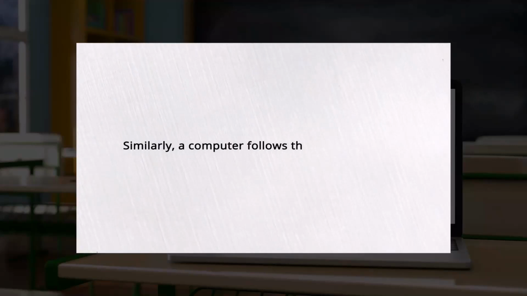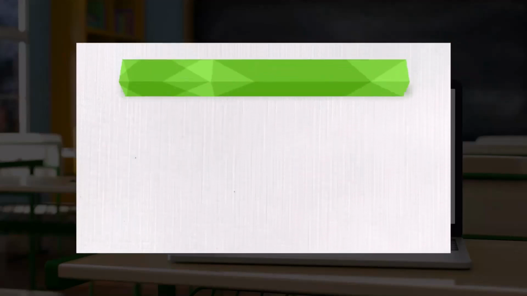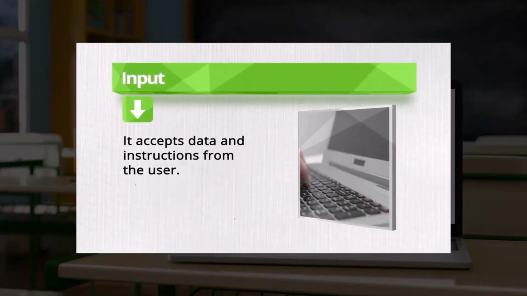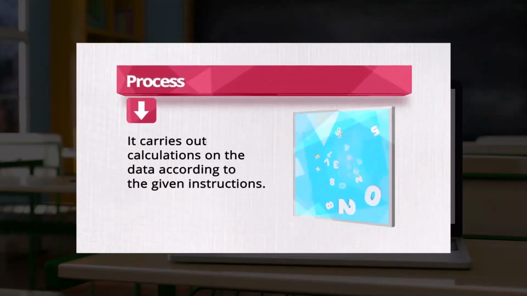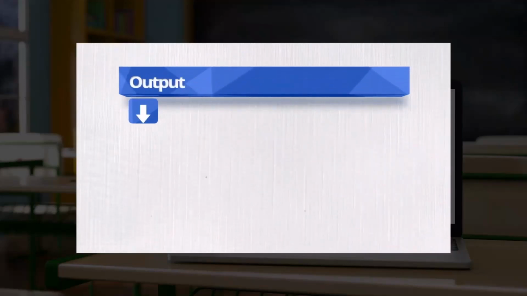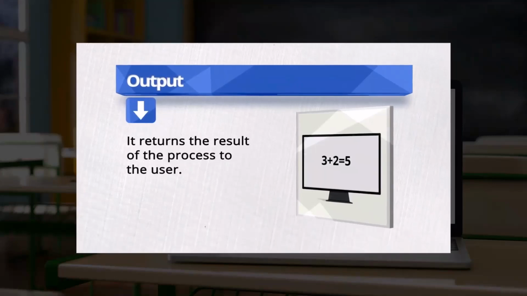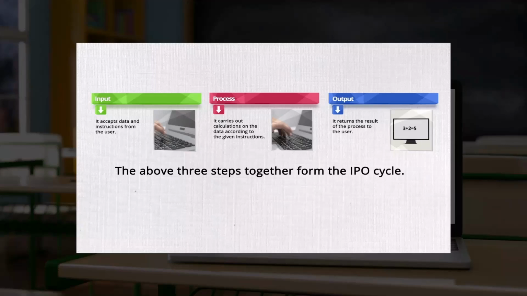Similarly, a computer follows the 3 steps as described. Input. It accepts data and instructions from the user. Process. It carries out calculations on the data according to the given instructions. Output. It returns the result of the process to the user. The above 3 steps together form the IPO cycle.